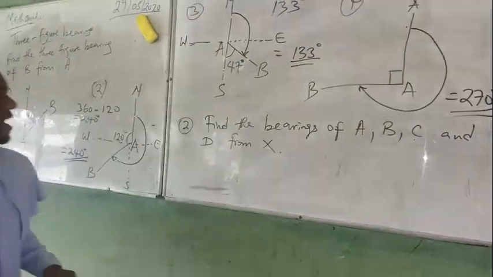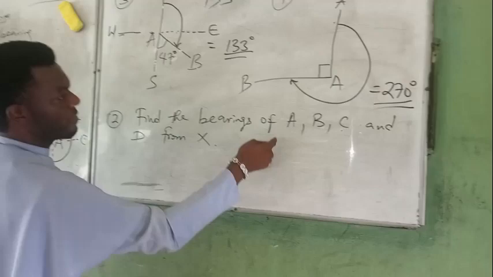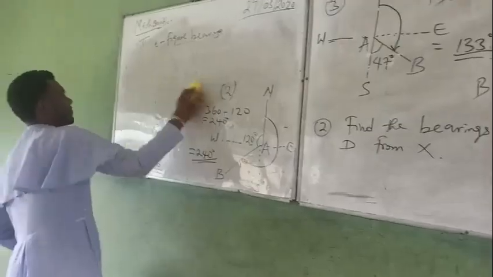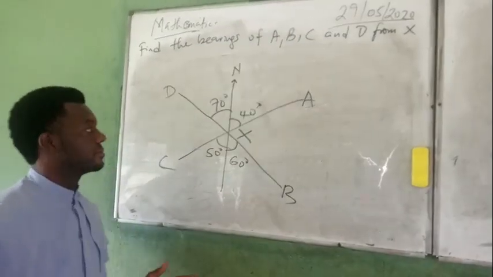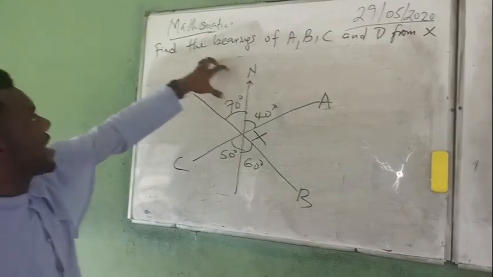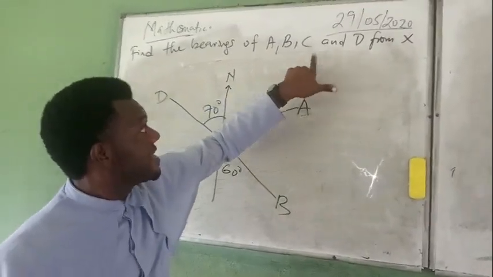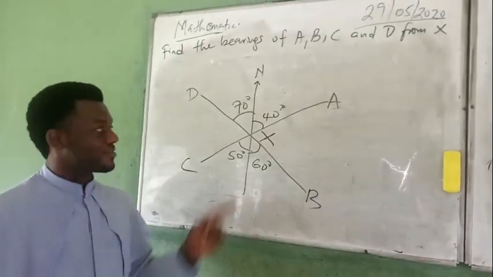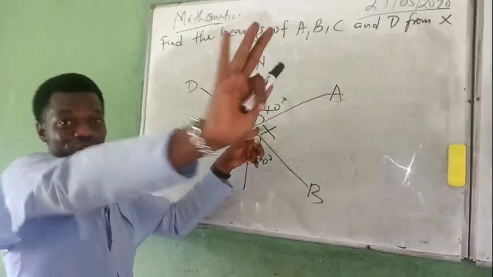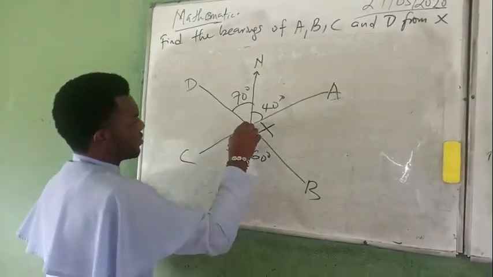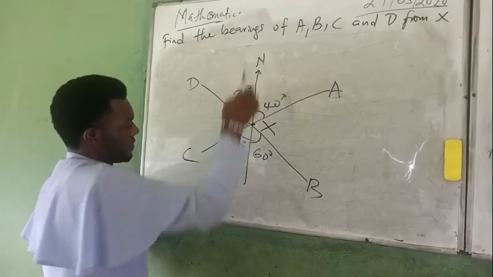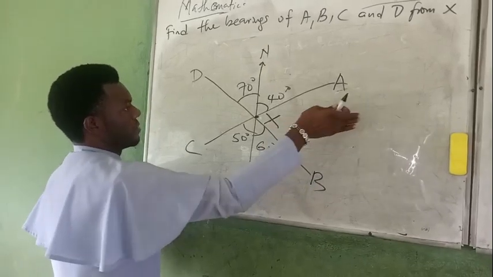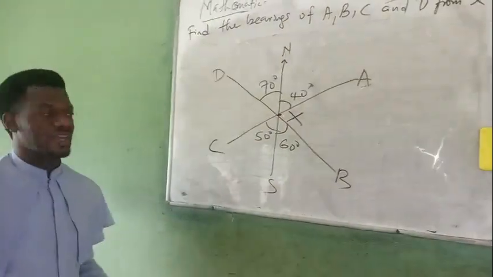That's the answer. Then the final one says find the bearings of A, B, C, and D from X. Look at the drawing. This is the last example on bearing. The question says find the bearings of A, B, C, and D from X. So X is the point of reference. We are from X, we go to other points. X is just like the middle. So the north here belongs to X. We have the south, then we have our invisible east and west, which is taken for granted.